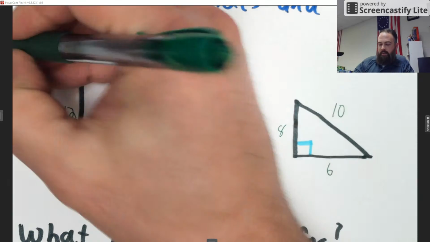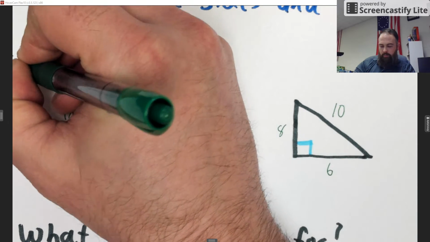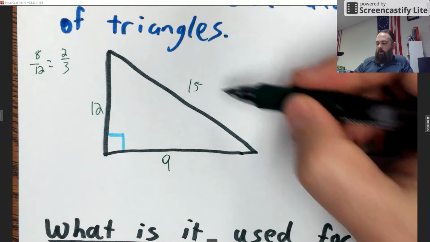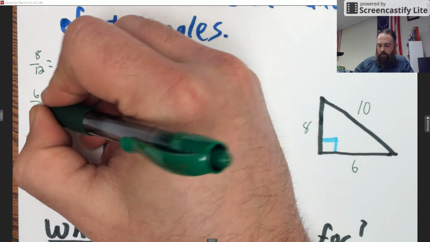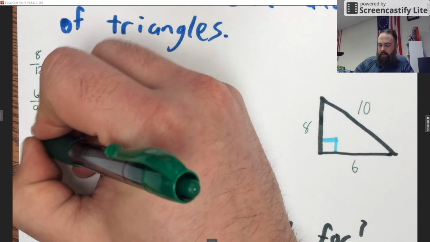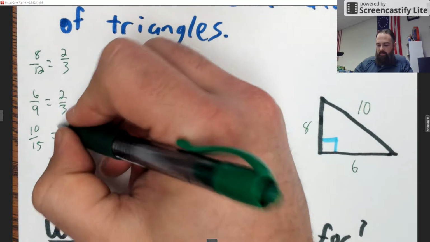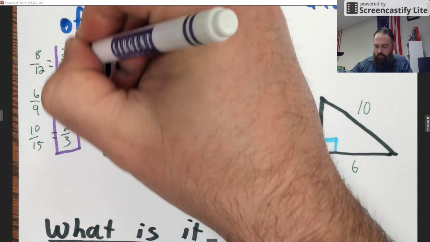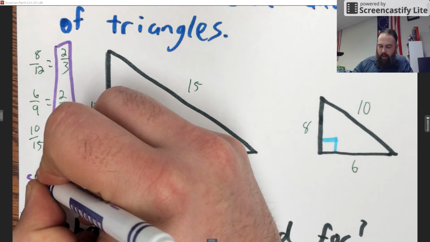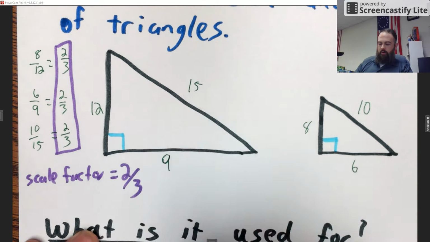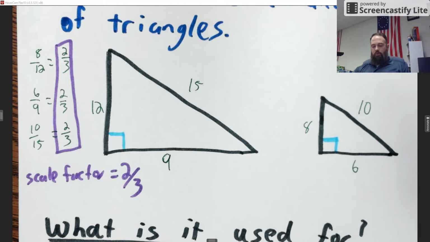Let's go ahead and take our left-hand side. We've got 8 over 12, which reduces down to 2/3. Our bottom side is 6 over 9, which again reduces to 2/3. And our hypotenuses are 10 divided by 15, which reduces by a factor of 5, down again to 2/3. Now, since all of these ratios reduce down to the exact same value, we can say we have a scale factor of 2/3. Our sides are proportional. We know that we have corresponding proportional sides.